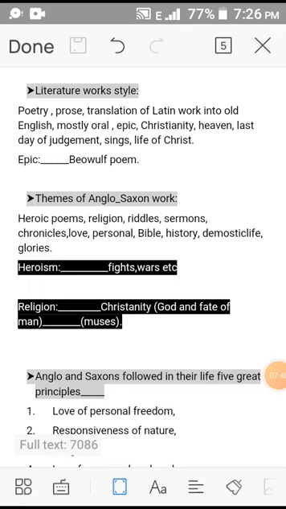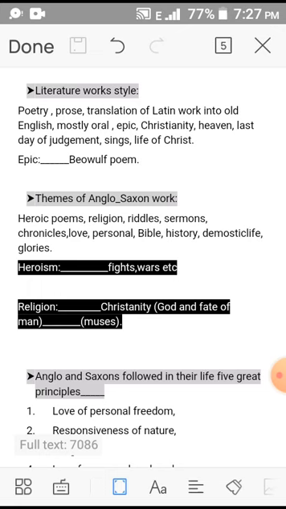So here comes the next topic, which is the style of literature. What was the style of literature in the Anglo-Saxon period? The style of literature was poetry. They used to write poetry and prose, and they used to translate Latin works into Old English. They mostly used to translate orally. The language of those people was transformed from Latin to Old English, and their religion was Christianity, so they used to write on religion.